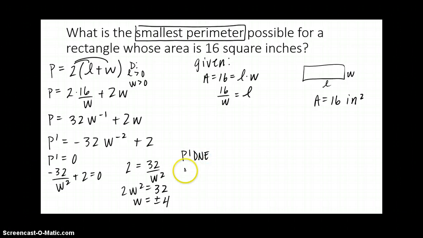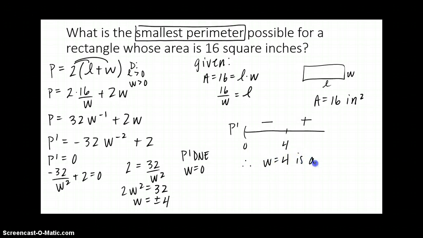Where does the derivative not exist? When W equals 0. So on our number line, we'll put a soft bracket at 0, and the only critical value we're concerned with is 4. Using the first or second derivative test, determine the existence of a max or min. So I'll use my first derivative test. Any number between 0 and 4, if I plug that into my derivative, I get a negative value. Any number bigger than 4, I would get a positive value for my derivative. Therefore, W equals 4 is a minimum.